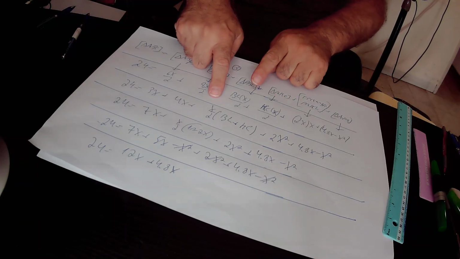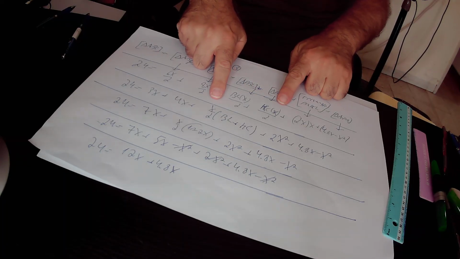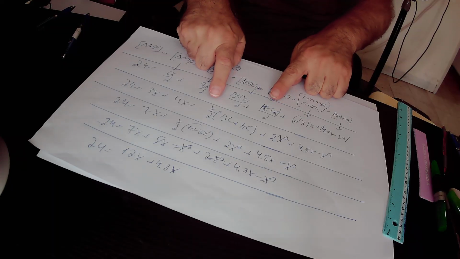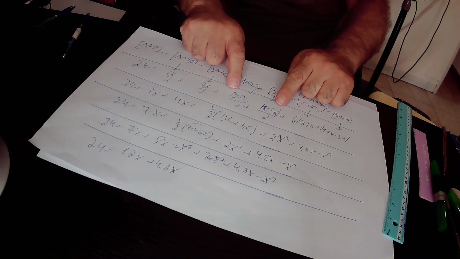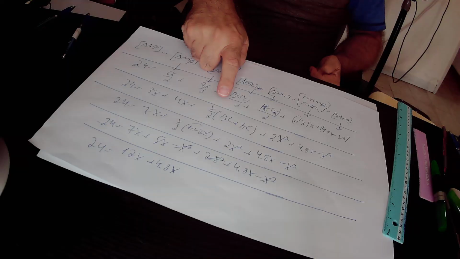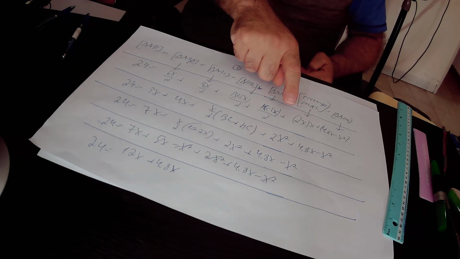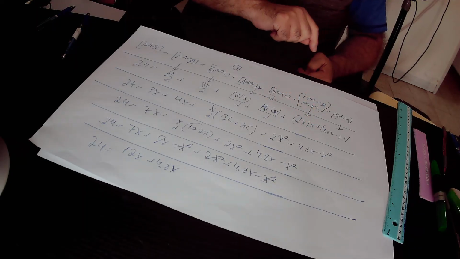What is left from the first expression after taking x over 2 as a common factor is actually BL. Likewise, what is left from the second expression is actually KC. So the sum of the values of those two expressions is equal to x over 2 times BL plus KC, plus 2x squared plus 4.8x plus x squared.